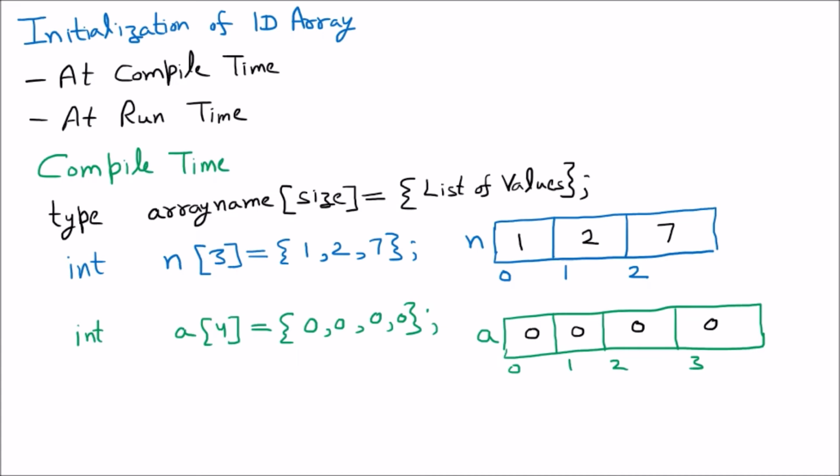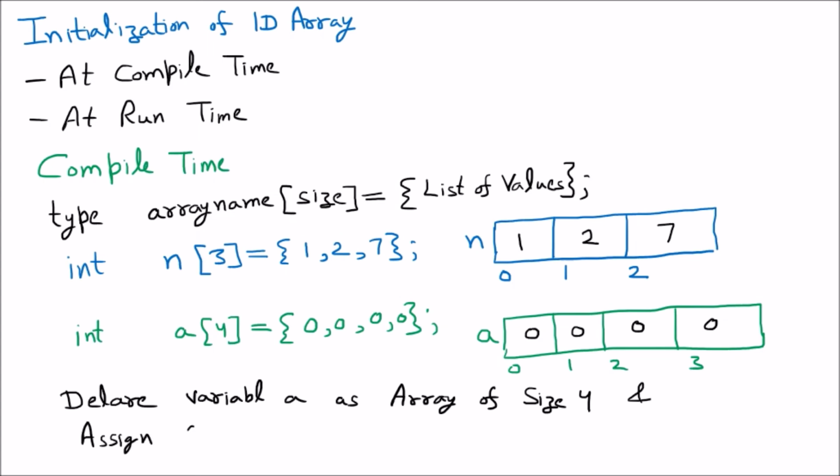Now how will we read that? If I want to read this, it will declare variable a as an array. So a is acting like an array, the size of the array is 4, and it is going to assign 0 to each element, which means every element is assigned the value 0.